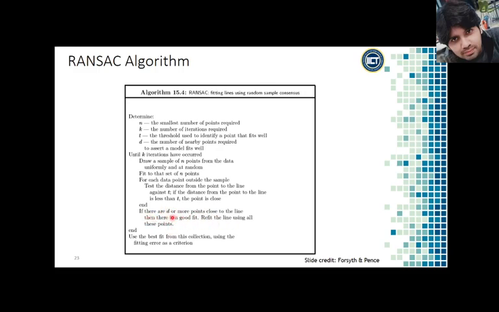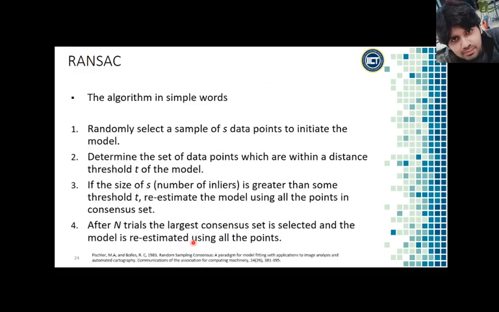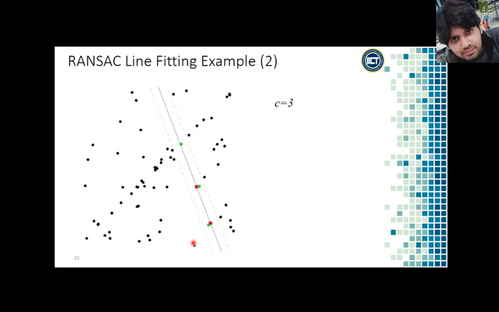So basically d is the number of nearby points which we have already determined here, and then we use the best fit from this collection using the fitting error as a criterion. So let's discuss this in simple words. This algorithm tells us that we have to randomly select a sample of s data points to initiate the model. We have to determine the set of data points which are within a distance threshold t of the model, as we can see here.